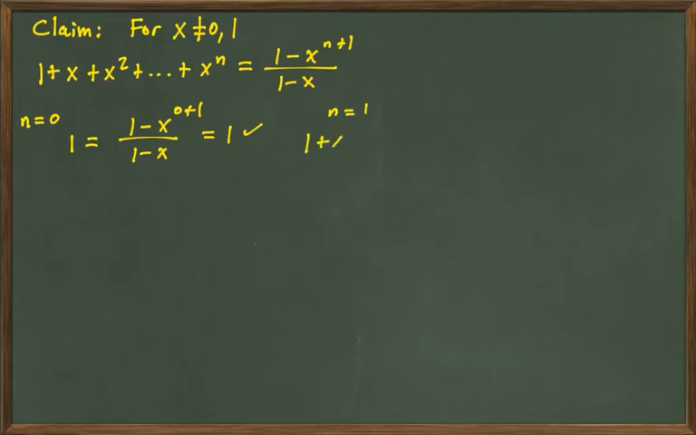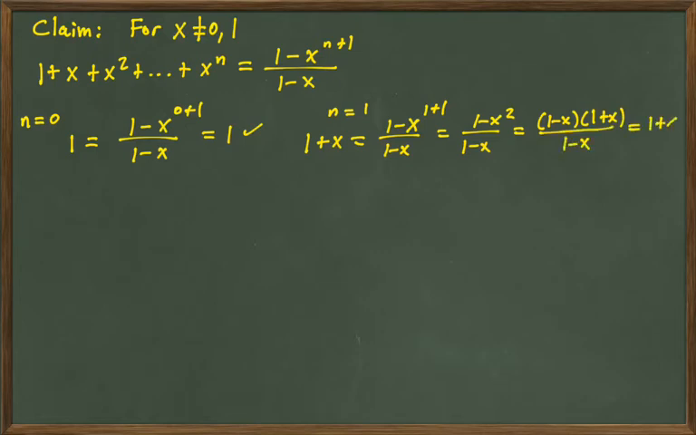Now what about n equals 1? That would be 1 plus x to the first power. So 1 minus x to the 1 plus 1, all over 1 minus x. Let's see if this is true. That's 1 minus x squared over 1 minus x, which is 1 minus x times 1 plus x, difference of squares, all over 1 minus x, and so that is 1 plus x. This formula seems to be working for n equals 0 and n equals 1.